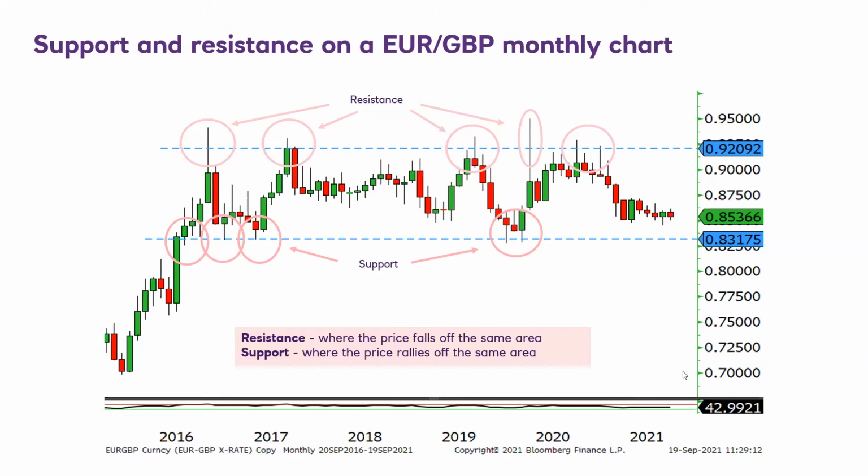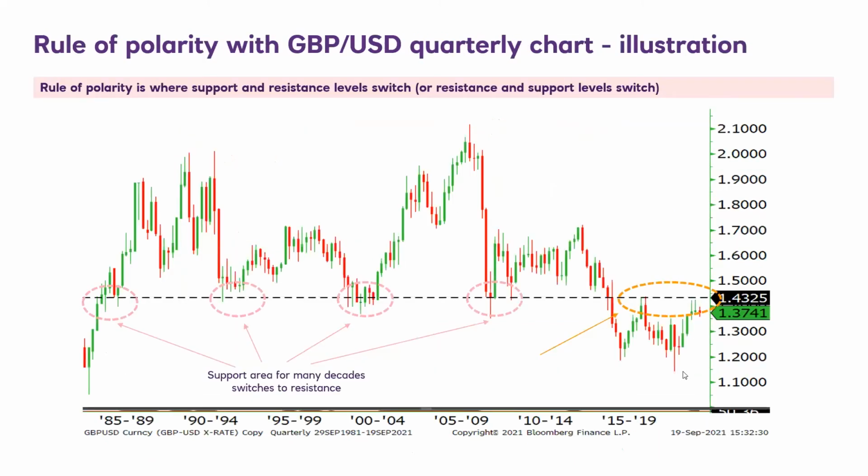It supports the market. It doesn't matter what time period we look at, it's the same rule, whether it's hourly, weekly, monthly, whichever chart. Now, if we move to the next slide, we can see what's called the rule of polarity. The rule of polarity is where support and resistance switch over. So if an area has been support or resistance, if it breaks through, then it becomes the opposite.